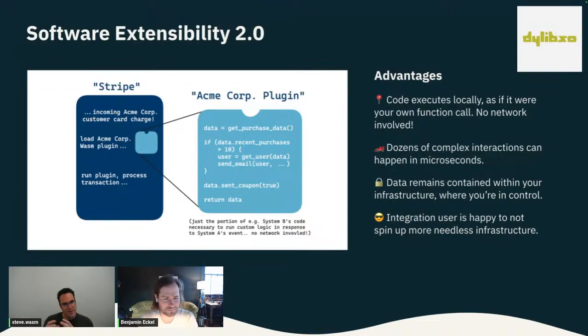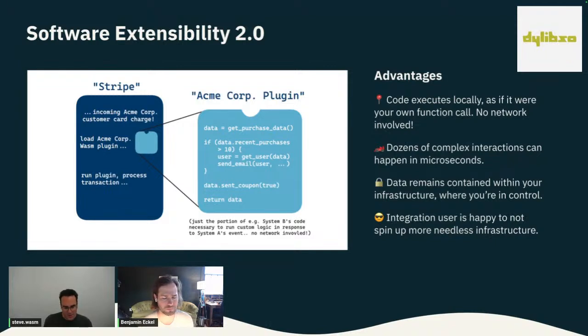And instead, if Stripe could actually just take Acme Corp's decision, their code, and run it locally when that charge happens, what you could see is a usage pattern where Acme Corp ships some code that says, hey, when I get a credit card process, I want to get some more data. I'm going to get some purchase data. I'm going to check that purchase data if they have had 10 recent purchases. I'm going to get some more information about the user, so I have their email address, then I can send them an email to say that they get some loyalty benefit for making so many purchases. We really appreciate you as a customer.